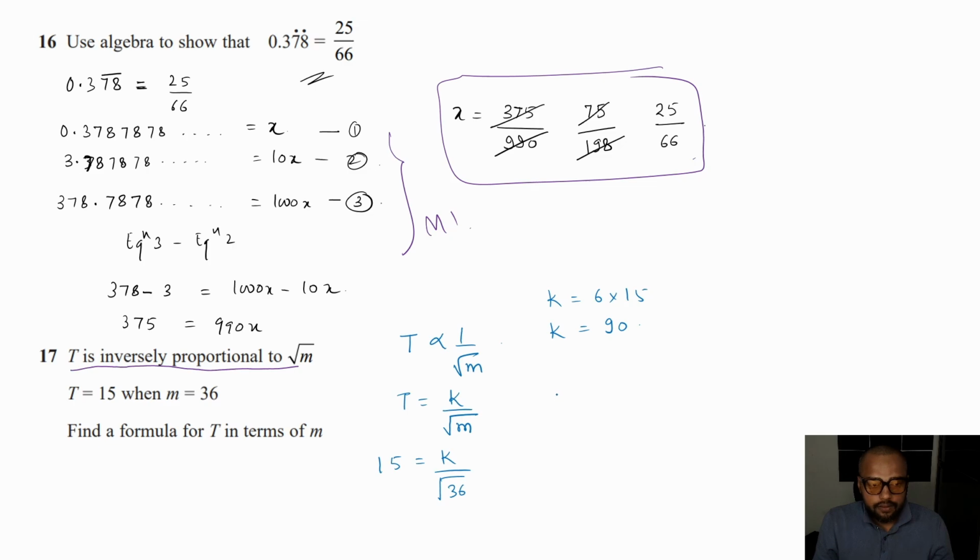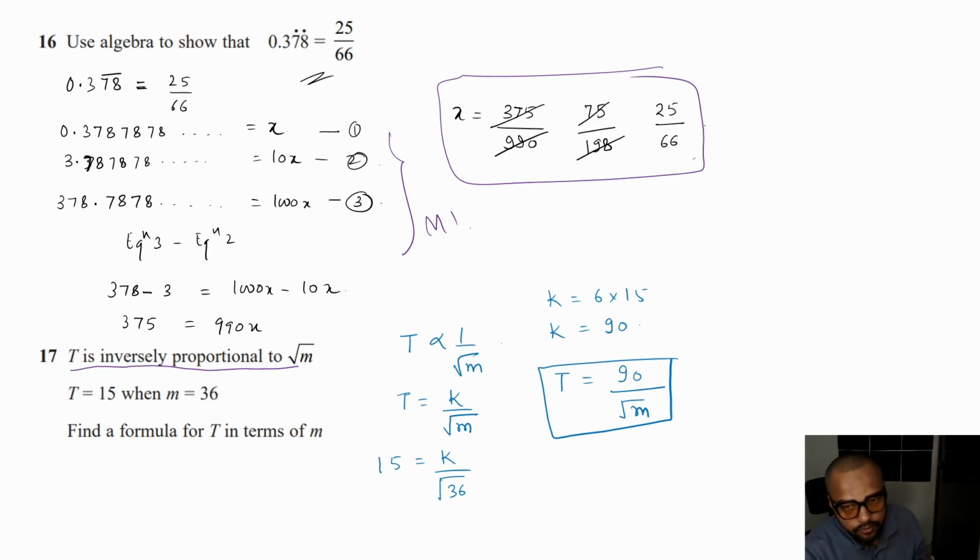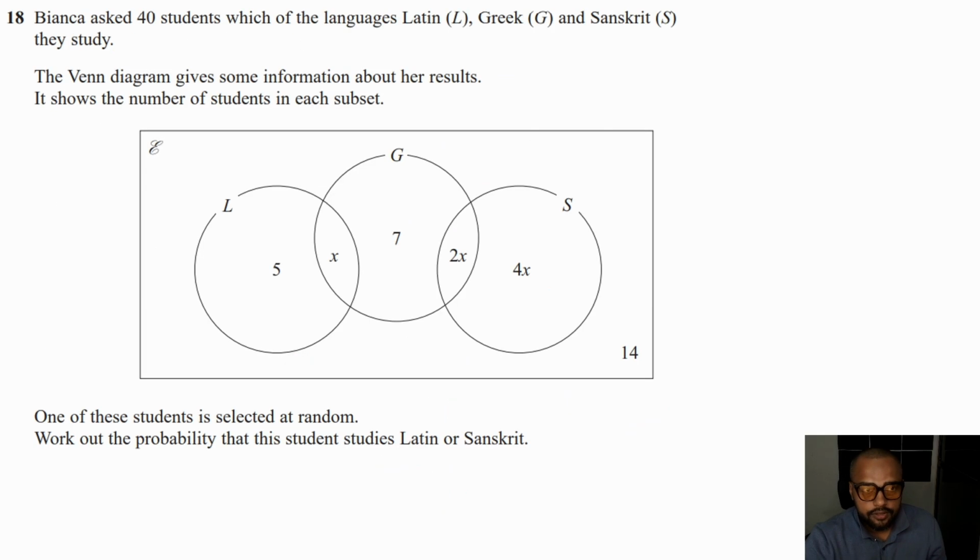Now write the formula for t in terms of m. So it will be t equals k times 1 upon root m. So k will be 90, and we are plugging this value, so it will be t equals 90 upon root m. This is the final solution for this question, students. This is how we need to solve it. We have just plugged in the values here. Now let's move to the next question.